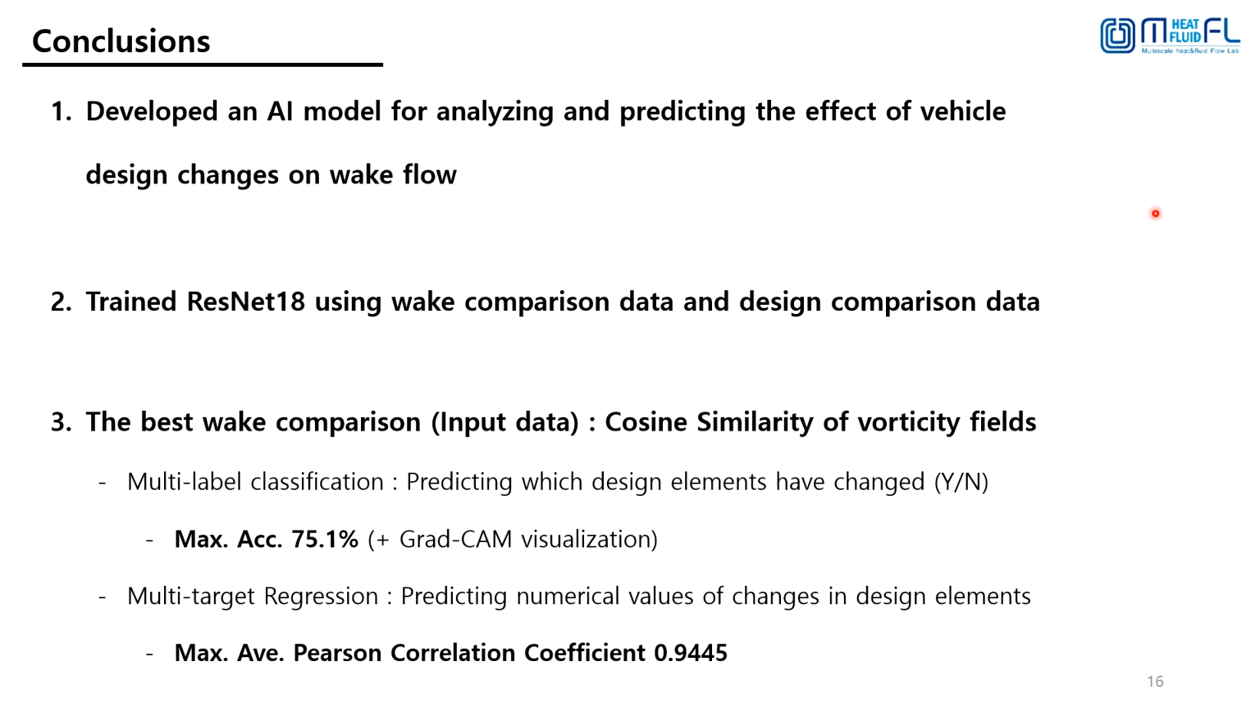In conclusion, we developed an AI model for analyzing and predicting the effect of vehicle design changes on the wake flow. So we trained a ResNet 18 model using wake and design comparison data. Consequently, the most effective input data is the cosine similarity of vorticity fields, which achieves a maximum accuracy of 75.1% for multi-level classification and a maximum averaged Pearson correlation coefficient of 0.9445.